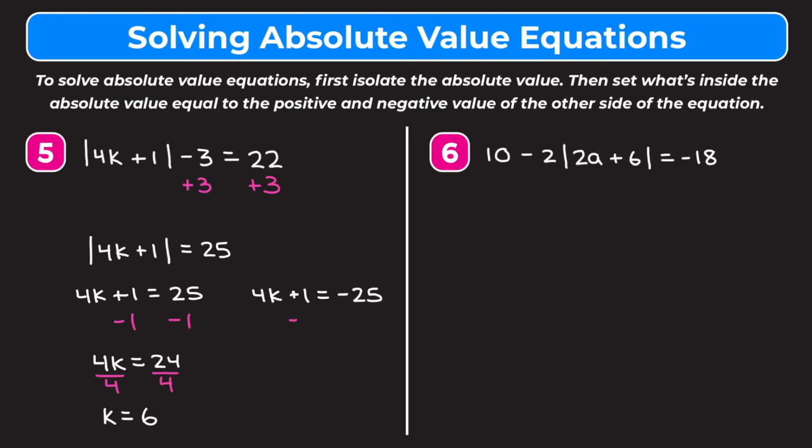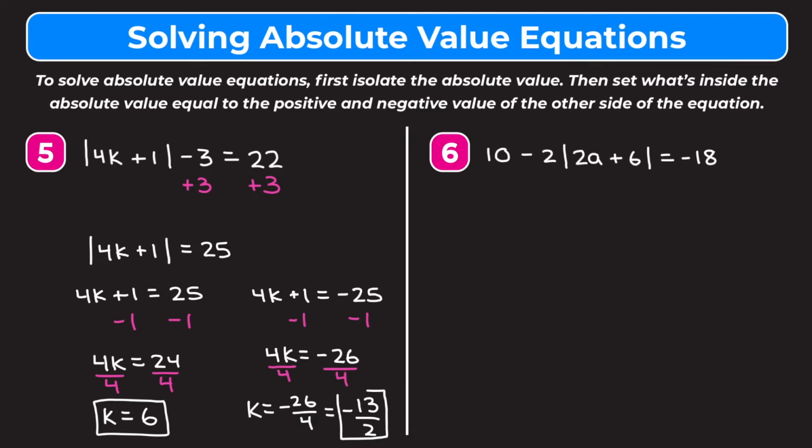Again, I want to start by subtracting 1 from both sides. I'm left with a 4k on the left. On the right, negative 25 minus 1 is negative 26. I want to divide both sides by 4. So I get k is equal to negative 26 over 4. And I just want to simplify this by dividing the top and bottom by 2. I'm going to get negative 13 over 2. So I get k equals 6, or k equals negative 13 over 2 as my two answers.